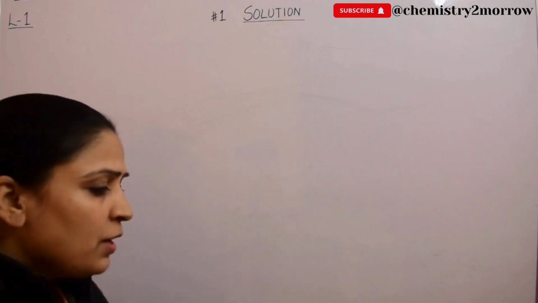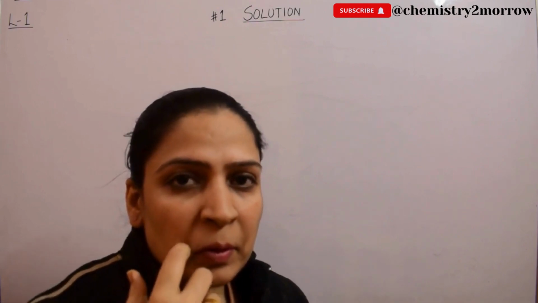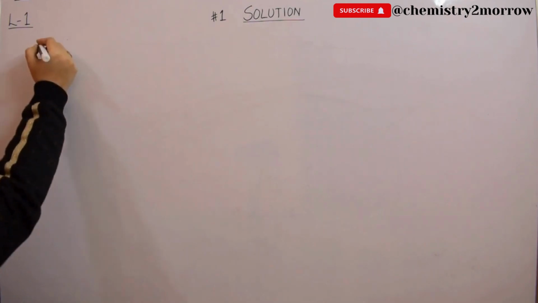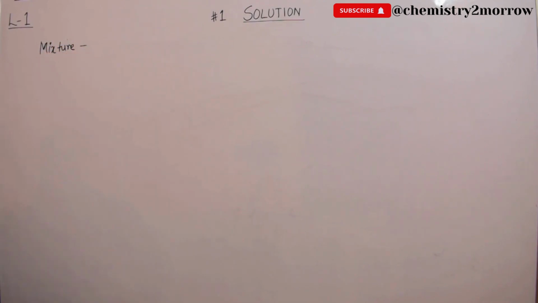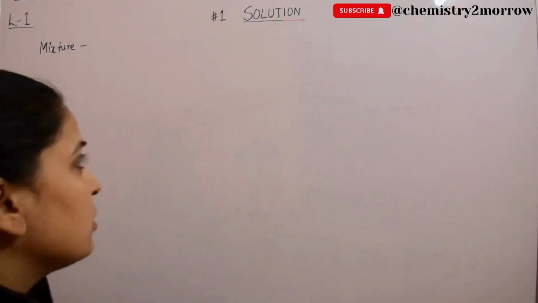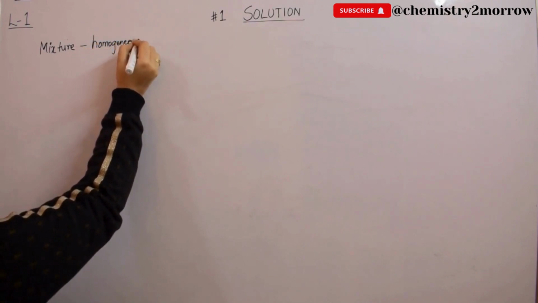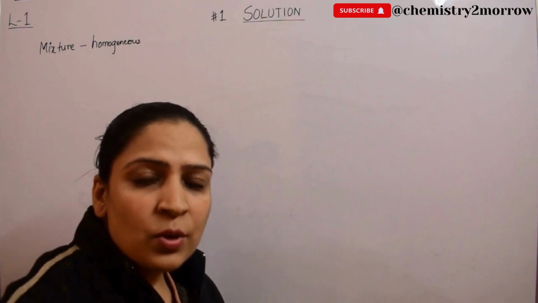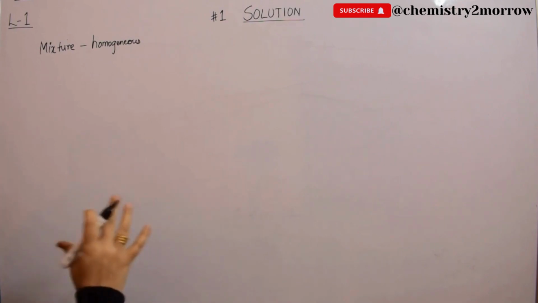So solutions, we have already seen this terminology. It means a mixture where there are at least two components. So we know the basic definition of a mixture. And since we know the types of mixture as homogeneous and heterogeneous mixtures, the solutions we are talking about here are the homogeneous mixtures. Let us revise what a homogeneous mixture is. It is the mixture where you cannot distinguish between the components which are mixed together.